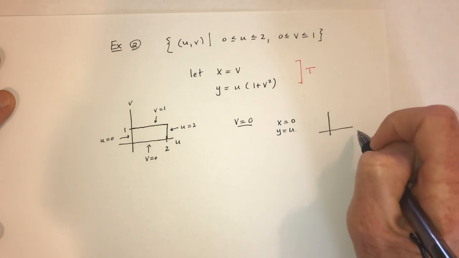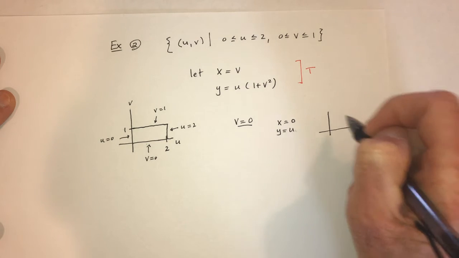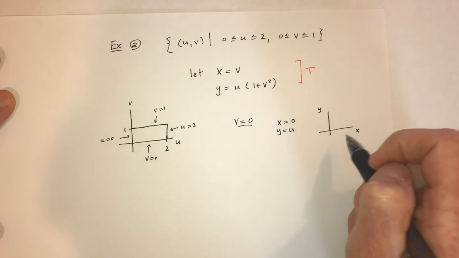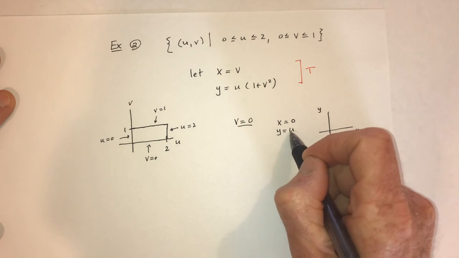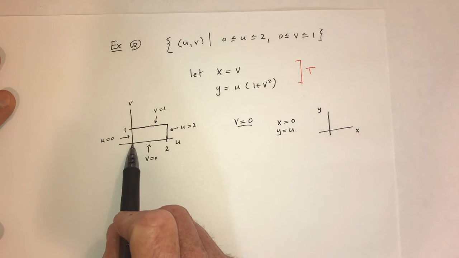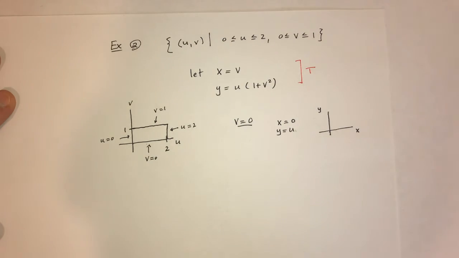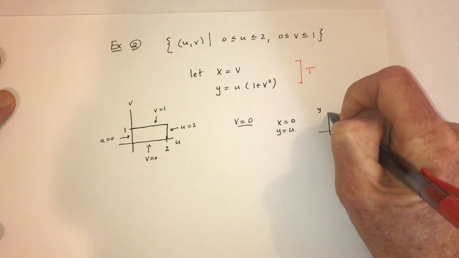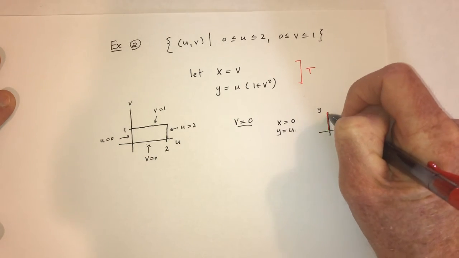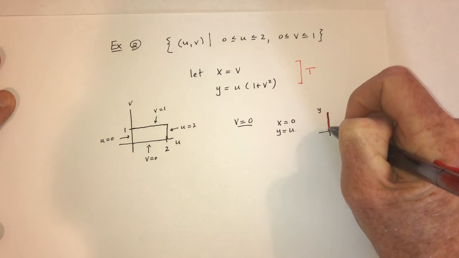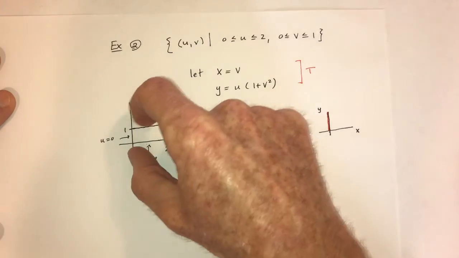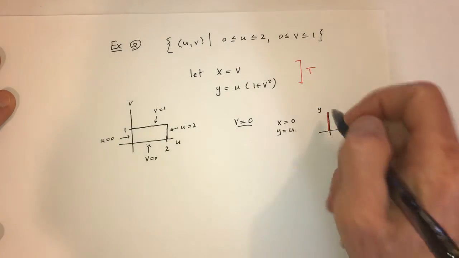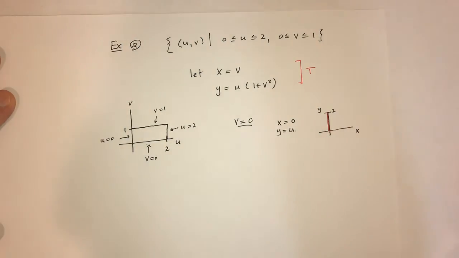So then, what does that look like? So now this is the xy system. So that's saying x is equal to 0 and y is equal to u. And u ranges from 0 to 2. So that means it is this line segment right here. So basically it took this shape and it stood it up like this. So this is going to 2.